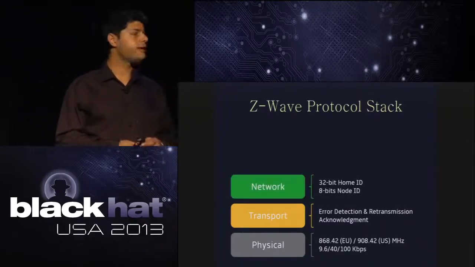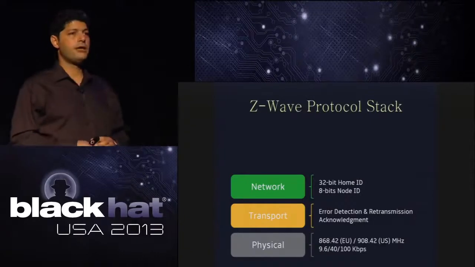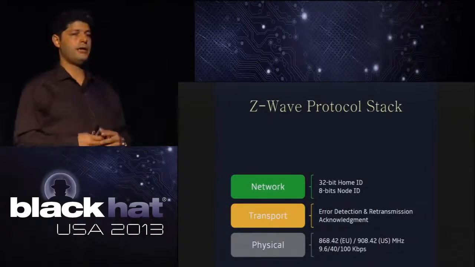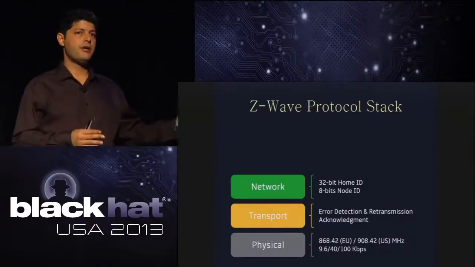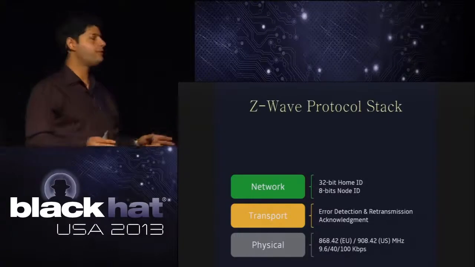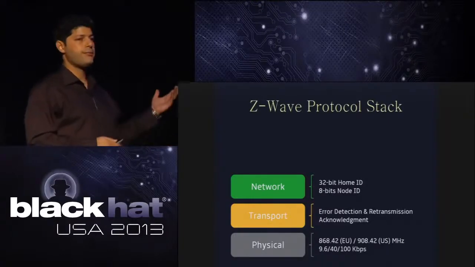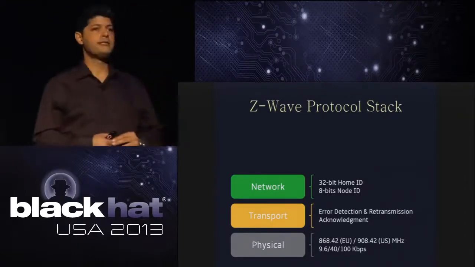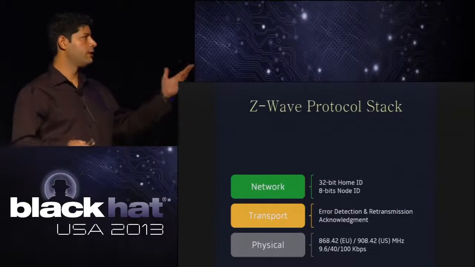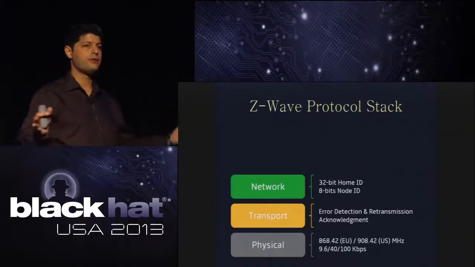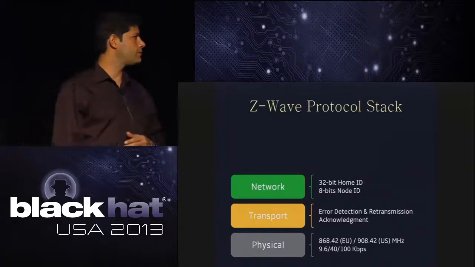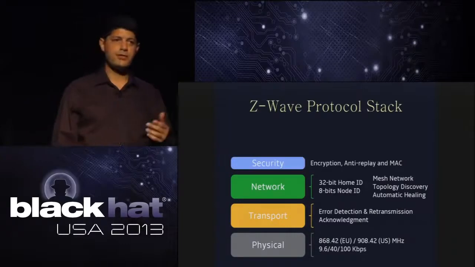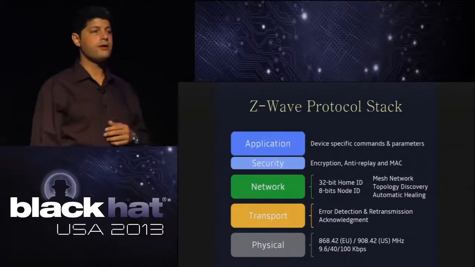Then we have the network layer. We have a unique 32-bit home ID, which is unique to each central controller. That guarantees that if you have a neighbor using the same technology, there's not going to be any interference between the two homes. And then there's an 8-bit node ID, which is assigned when you pair a new device into the network, so that you can differentiate between the various nodes. Also, the mesh topology and mesh network is handled at this layer. We have the security layer, a thin layer on top of that, and finally the application layer.